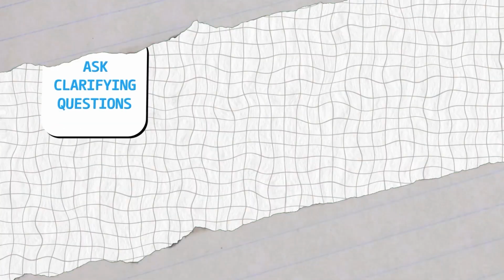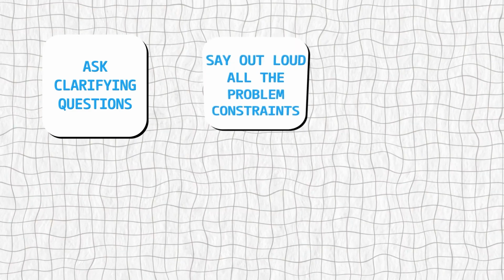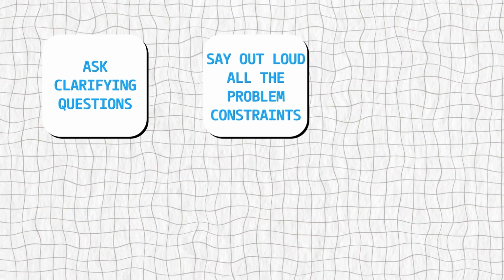Remember that these coding interviews are an imperfect proxy to get certain signals about you. I can virtually guarantee that if your communication aspect is abysmal across all 5 interviews, your chances of landing an offer is going to be very low. And so when you do mock interviews, here are the things that you're going to want to focus on. First, ask clarifying questions. Second, say out loud all of the problem constraints that you can think of.